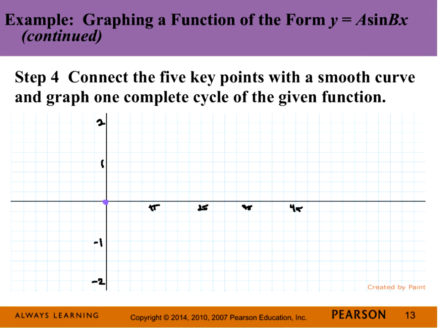Okay, so I have the point 0, 0. I have the point pi, 2. Oops, and I missed it. Missed my mark. Just move it over. There's the marvels of modern technology. 2 pi, 0, 3 pi, negative 2, and 4 pi, 0. So here's our curve.